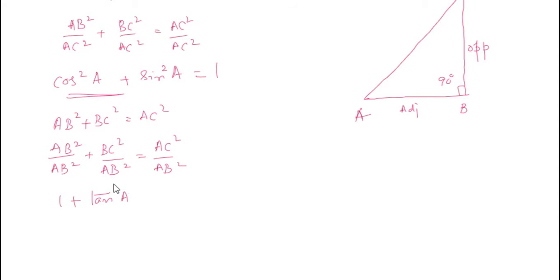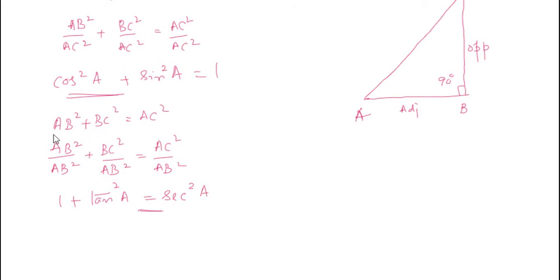So tan square A is equal to AC square by AB square, or AC by AB whole square. Now we know AB by AC is cos, so AC by AB is secant, so square of that, it is secant square A. This is the second identity.